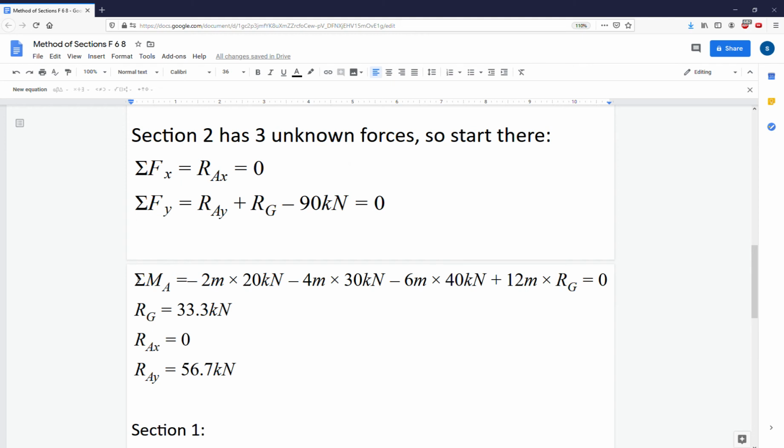So to solve, I'll start with this one. Reaction at G is our only unknown. If we plug all those values in, we get that the reaction at G is 33.3 kilonewtons. At A, AX is easy because the reaction at A in the x direction is 0. And once we know the reaction at G, we can plug that value into here and find that the reaction at A is 56.7 kilonewtons.